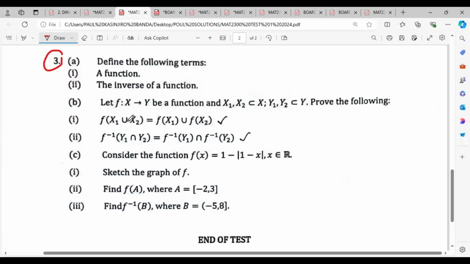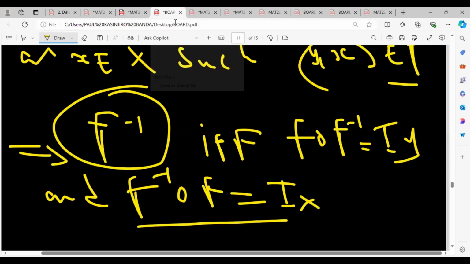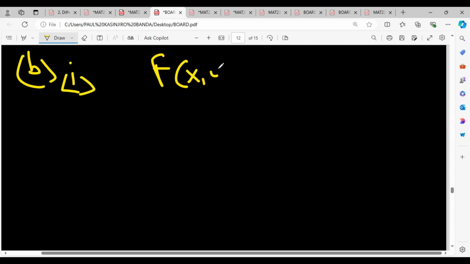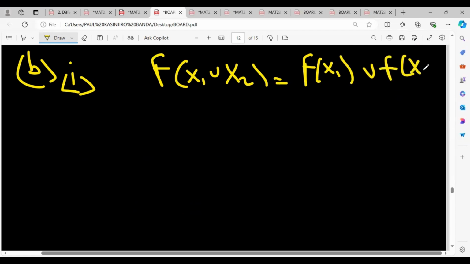And then let's go to B, where we are proving now. Since we know the definition of a function and an inverse, we can use those definitions to prove this and also to prove that. So this is B. The first one, we want to prove that F of X1 union X2 equals the F of X1 union the F of X2. So how do we prove that? For us to prove that two sets are equal, we just have to show that this one is a subset of this, and this one is also a subset of this.